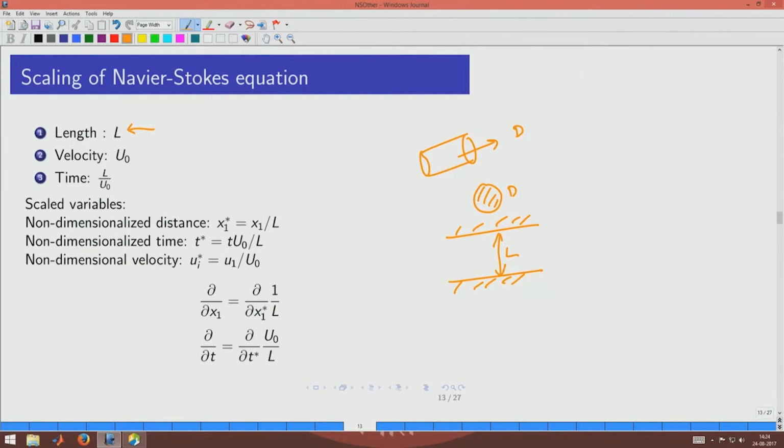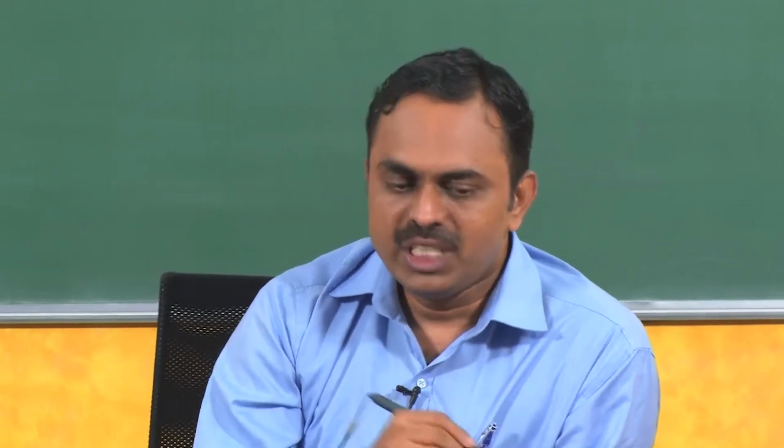So, we can always identify a length scale that is characteristic of the problem and then choose that as L. Now, we need to choose a velocity to scale as well, and u naught is a reference velocity. It could be, for example, the maximum velocity encountered, the inlet velocity, the exit velocity, the average velocity and so on. Whichever velocity we are able to measure in an experiment and characterize the problem with, that velocity we could choose as the scaling factor u naught.